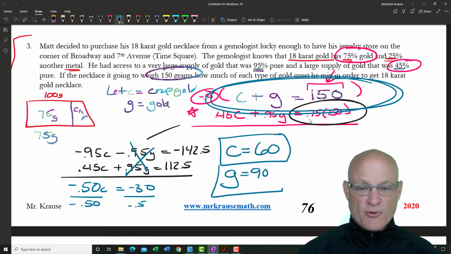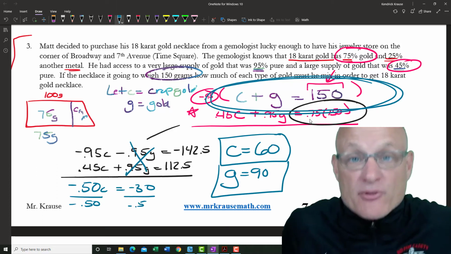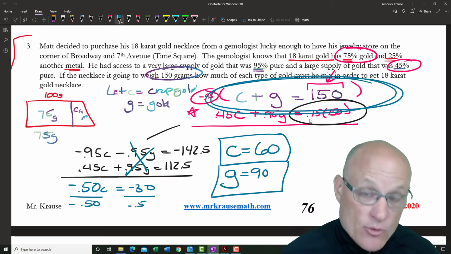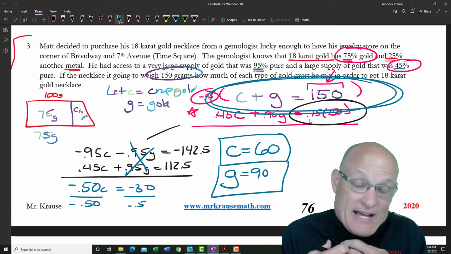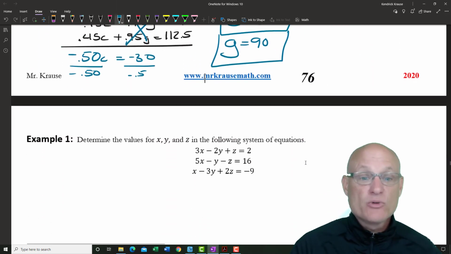And since this is a word problem, you really should write a little response that says you need to use 60 grams of crap and 90 grams of good stuff to equal a mixture that's 75% actual gold. All right, that's that. That's a tough one. All right, let's deal with the really cool stuff.